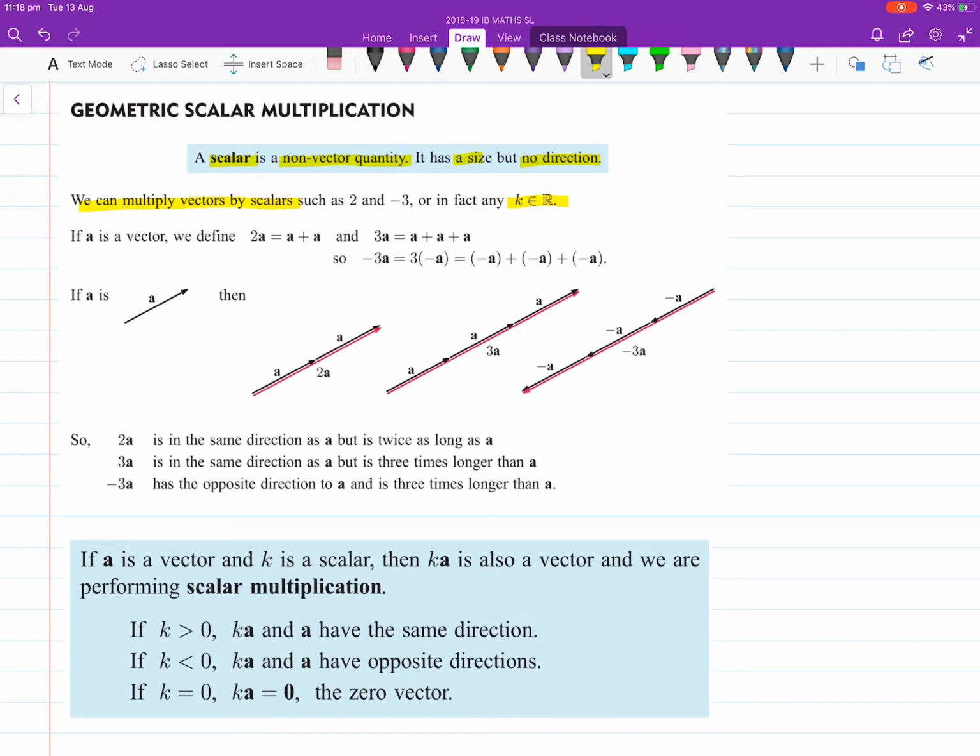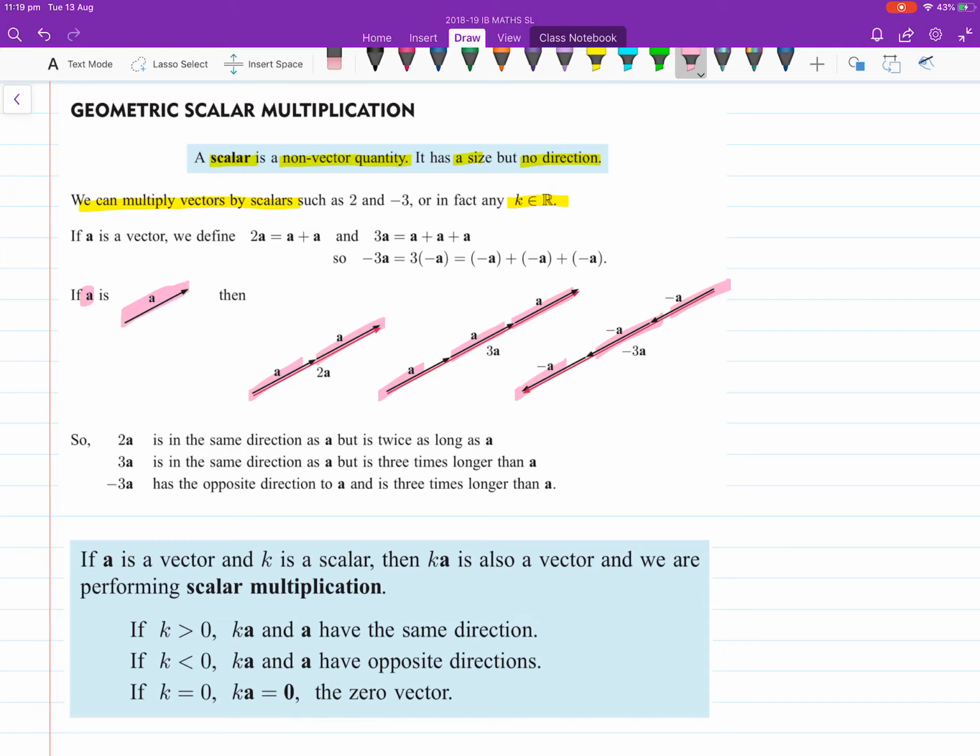So if I had, for example, here my vector A, now remember it's bolded here for us. Obviously we can't do it bold with our handwriting, so we've got to do a little squiggly line on top. But if I multiply it by 2, very straightforward, I just get 2A, so it's twice as long, or A plus A. Same thing if I multiply by 3, and then if I multiply by negative 3, or if I go negative A plus negative A plus negative A, I get negative 3A.